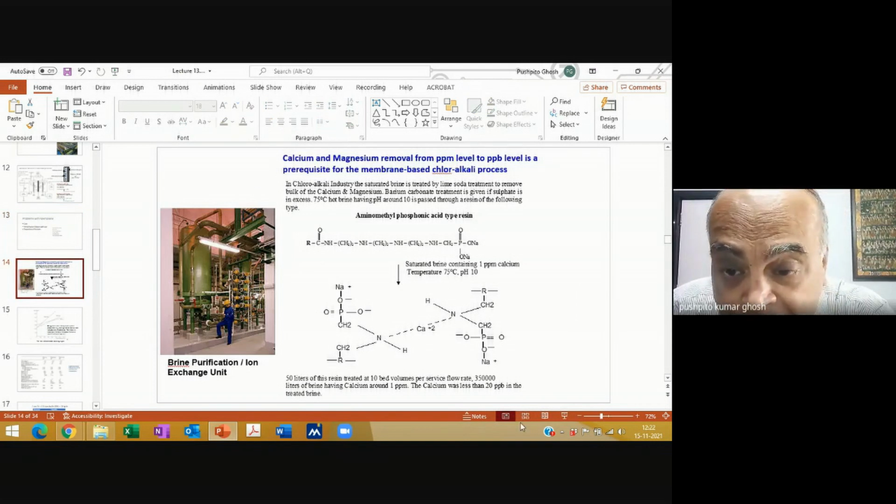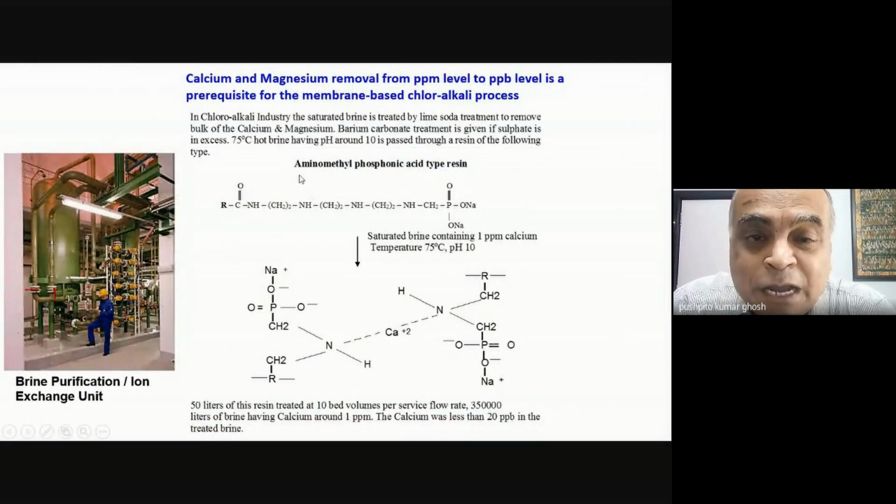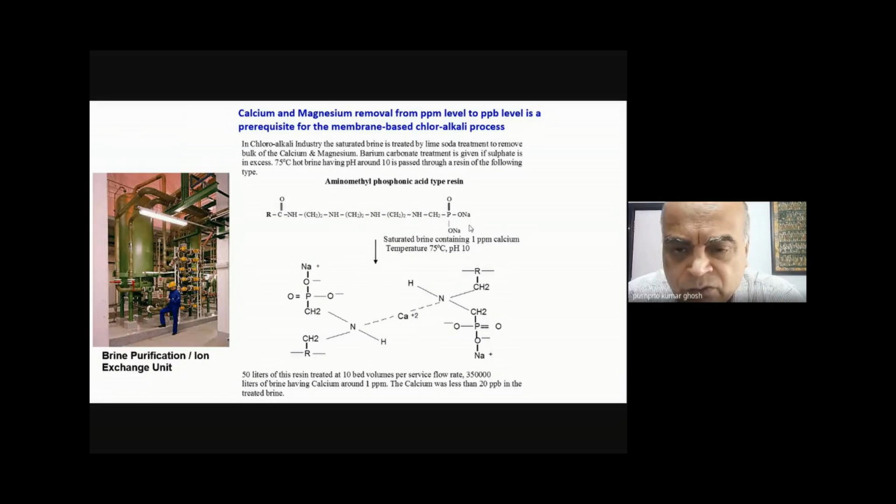Okay. Now let me tell you the thing that actually worked. What they found is that these resins, which are aminomethyl phosphonic acid type resins, and mind you, this is not something so easy, you can't guess it. Remember another thing, I should have mentioned this. You are trying to remove traces of impurities from a saturated brine. So you'll have to understand the selectivity ratio between sodium ion and those other things. Now is it clear to you?